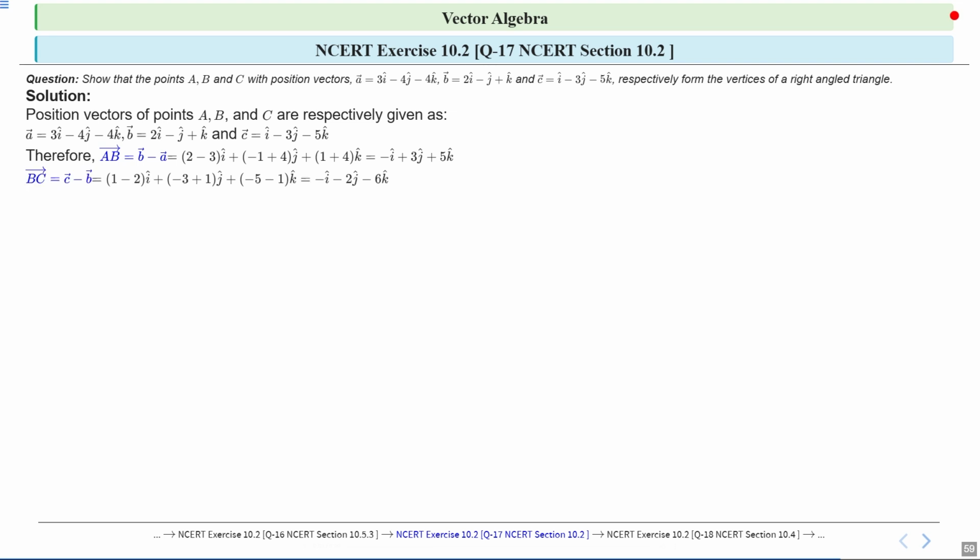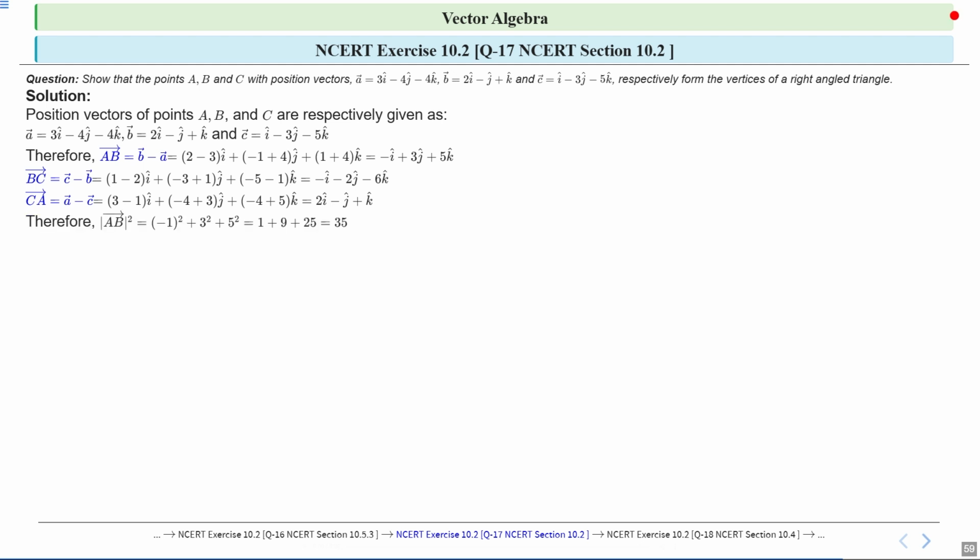Therefore, BC vector will be equal to C vector minus B vector, which is equal to (1 minus 2) i cap plus (minus 3 plus 1) j cap plus (minus 5 minus 1) k cap, right, which is equal to minus i cap minus 2 j cap minus 6 k cap. And CA vector will be equal to A vector minus C vector, which is equal to (3 minus 1) i cap plus (minus 4 plus 3) j cap plus (minus 4 plus 5) k cap, which is equal to 2 i cap minus j cap plus k cap.